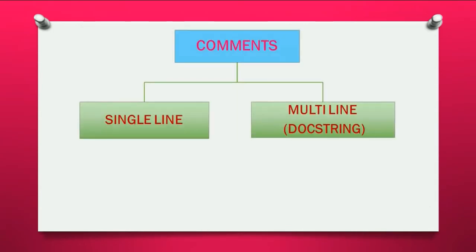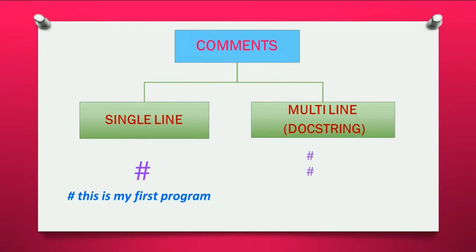Comments are of 2 types: single line comments and multi-line comments. Multi-line comments are also known as docstrings. Now let us see the example of a single line comment. A single line comment begins with a hashtag, like this: # This is my first program. It begins with a hashtag. This will not be executed by the Python program, but it gives the information that this is my first program.